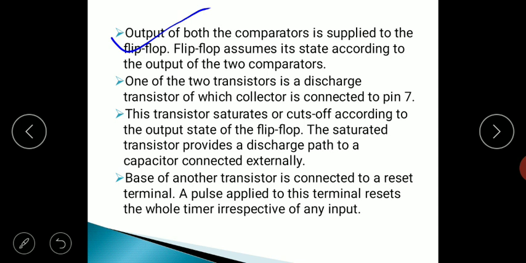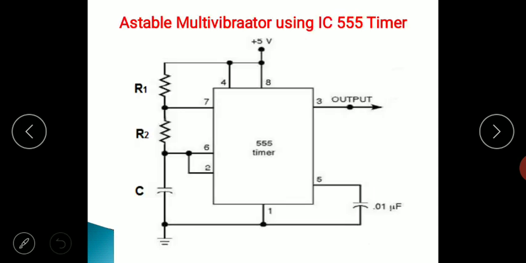One of the 2 transistors is a discharge transistor, and the transistor saturates or cuts off according to the output state of the flip-flop. Base of another transistor is connected to the reset input or the reset terminal, so that a pulse applied at the reset terminal resets the entire timer irrespective of any input given to it. So that is the brief explanation of this.